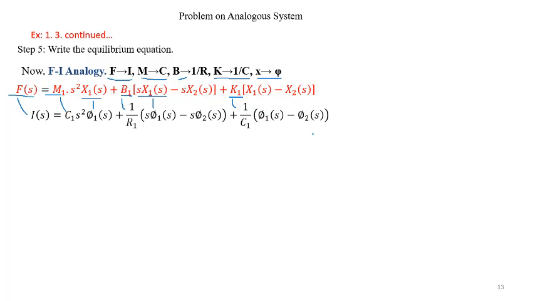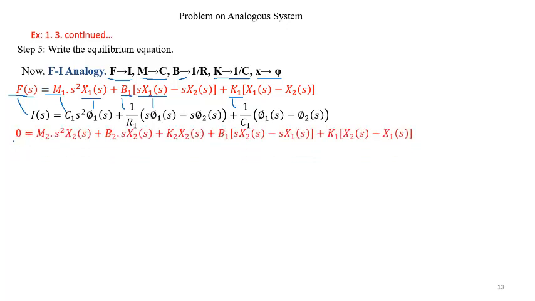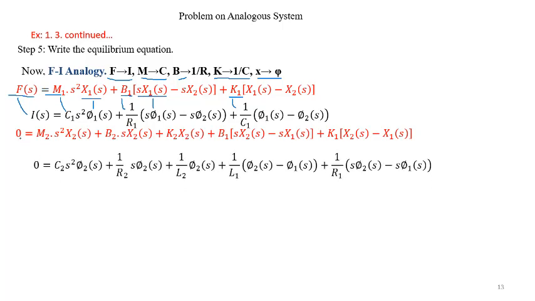So this is for the first node, x1 of node. Similarly, we are going to do it for the x2 node. We have this equation, that is the differential equation. For this, we should write the force current analogy. So what will it be? 0 will be 0, m2 will be replaced by c2, and here s square x2 of s will be replaced by s square phi 2 of s. On the same ground, we can see the replacement happening. Okay. This is quite clear, I think.